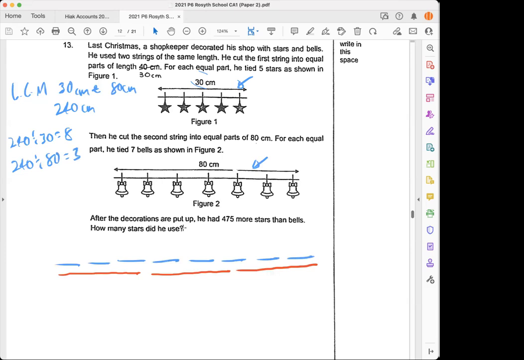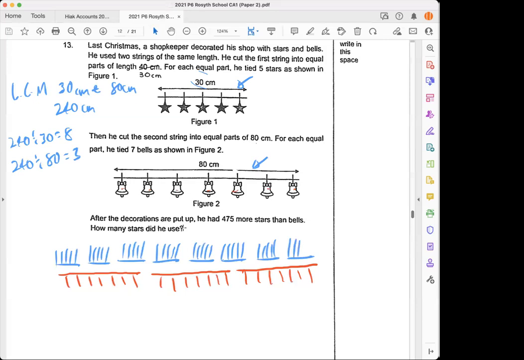Each bell string has how many bells? 1, 2, 3, 4, 5, 6, 7. Each bell string has 7 bells. And for the star strings, each of these has 5 stars. So 1, 2, 3, 4, 5. Each star string has 5 stars.